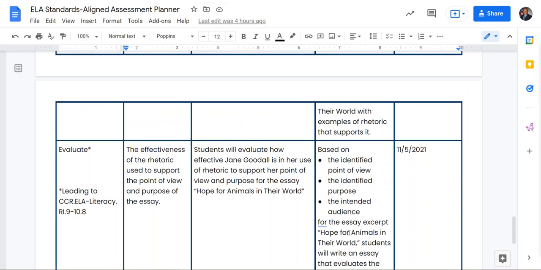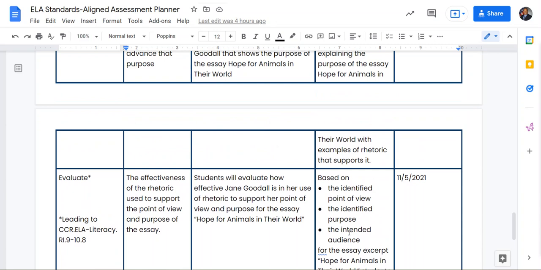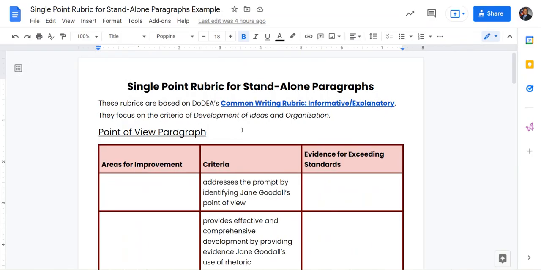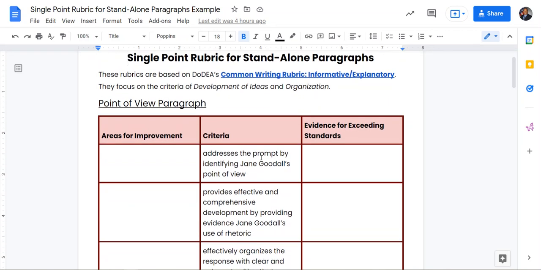So now that we have looked at our learning targets and how we're going to assess those learning targets, let's take a look at our tool, the single point rubric. So this is one that I have come up with. It's a very simple 3-column chart. And in this 3-column chart, you have areas for improvement, you have your criteria, and then evidence for exceeding the standards. There are different models for 3-point rubrics, but this is a pretty common one that I saw as I did my research.